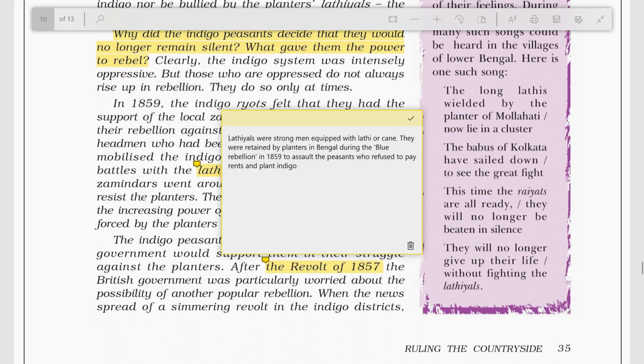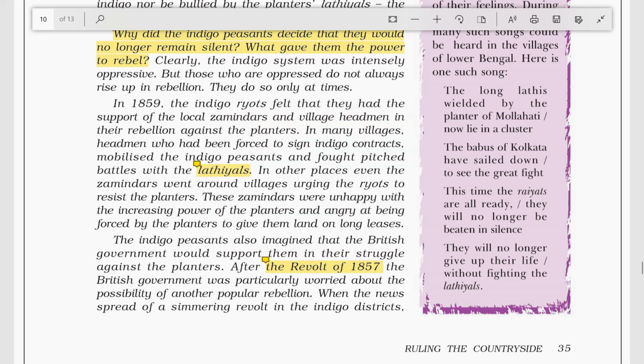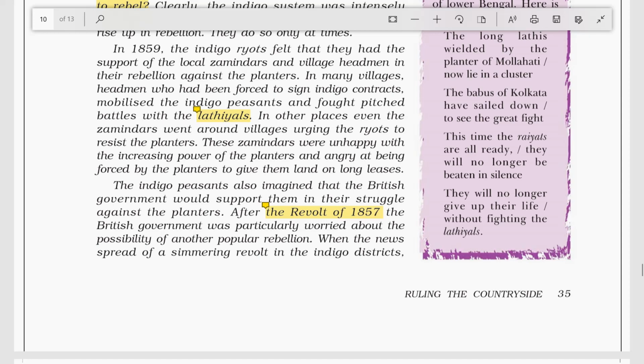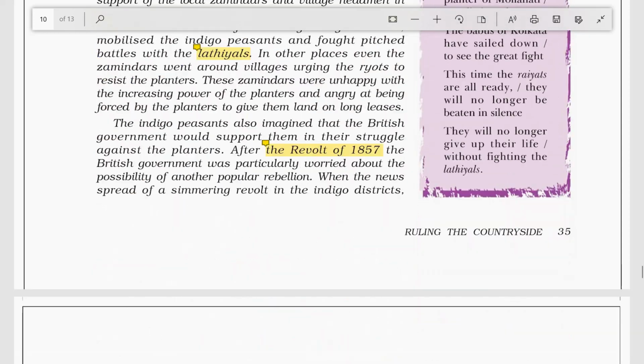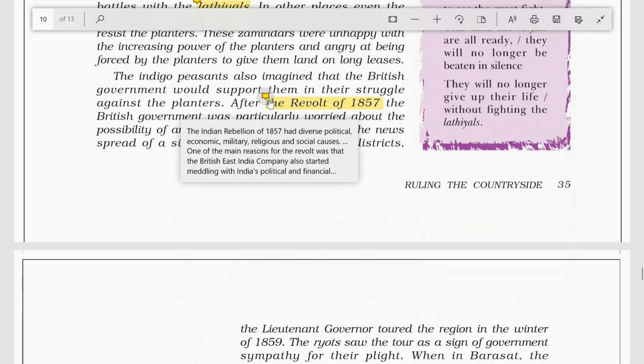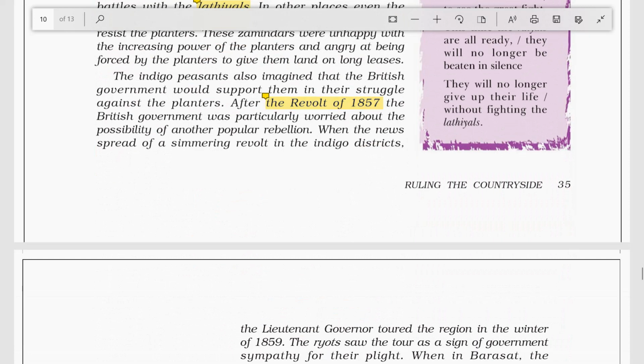They were strong men equipped with lathis or canes, and they used to beat the indigo planters during the Blue Rebellion in 1859 and assault the peasants who refused to pay the rent or the indigo tax. So they were frustrated, and this was the incident after the first revolt of independence, which took place in 1857.